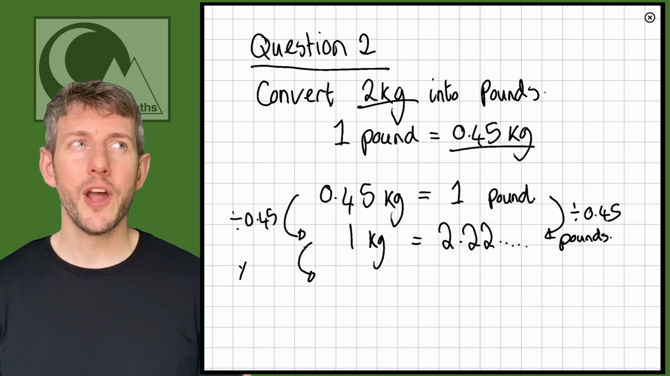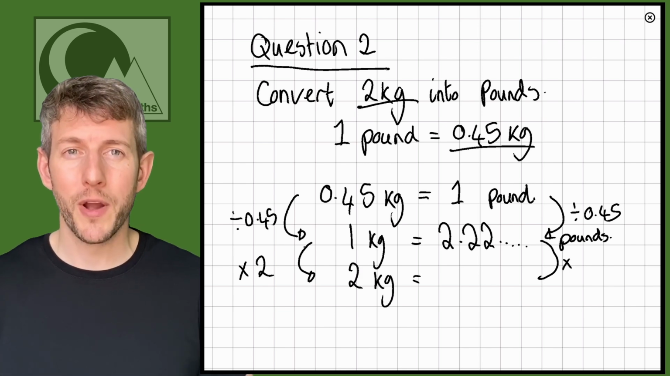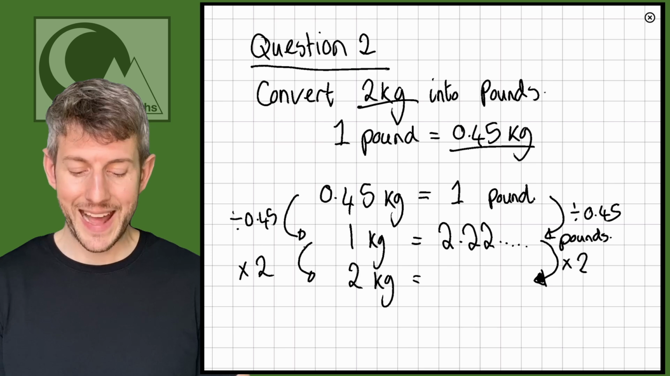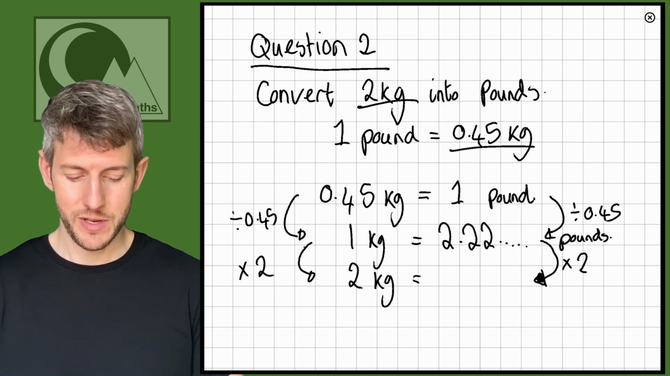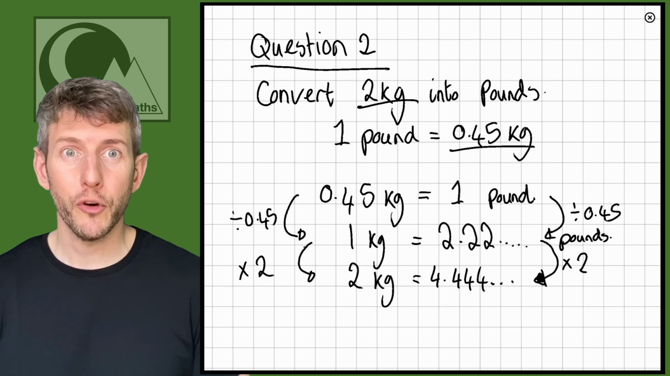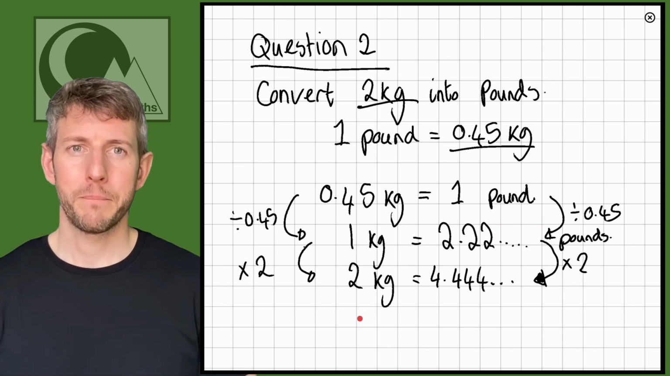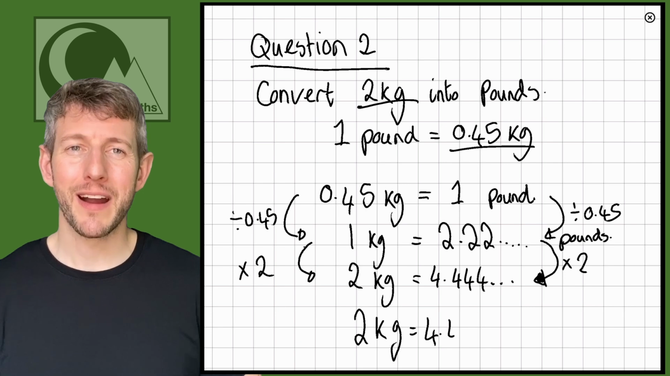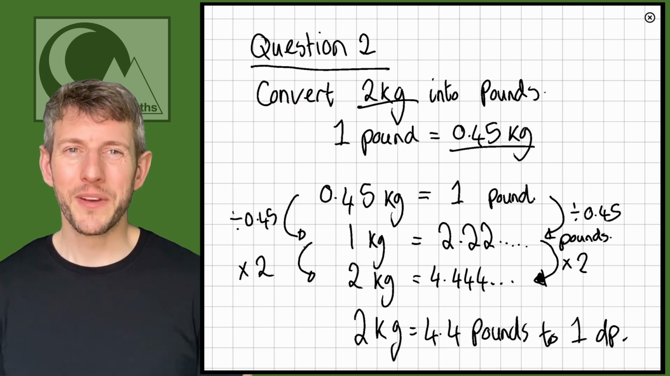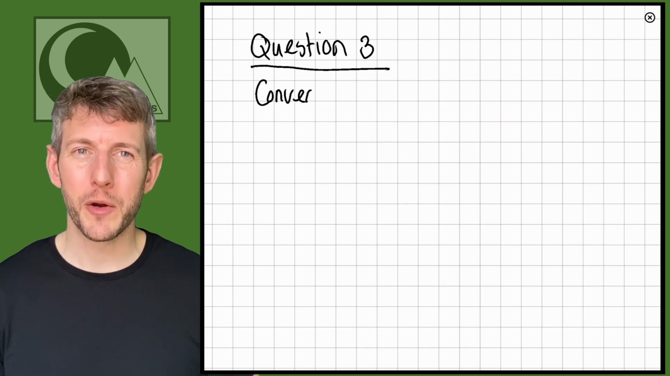Now I know that I want 2 kg, so I just need to multiply both sides by 2. So 1 times 2 is 2, and 2.22222 times 2 equals 4.44444. So I know that 2 kilograms is 4.4 pounds to 1 decimal place. Let's have a look at one more question and then we'll move to the scenario questions.